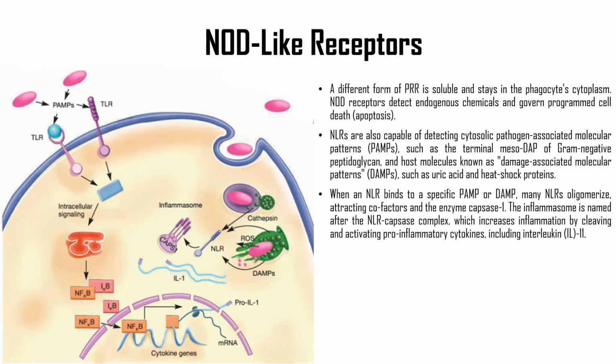DAMPs are a diverse group of proteins that arise from cellular injury and stress. NLR binding to a specific PAMP or DAMP results in oligomerization of several NLRs, recruiting cofactors and the enzyme caspase-1. This NLR caspase complex is called the inflammasome because it enhances inflammation when caspase-1 cleaves and activates pro-inflammatory cytokines, especially interleukin.